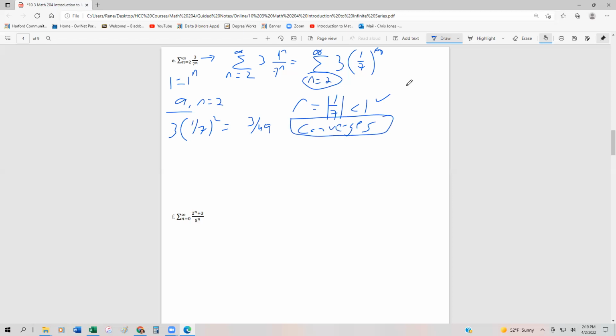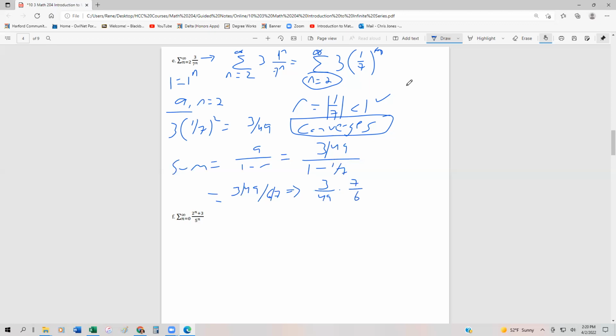Okay, so it converges. And now we're going to find the sum because it does converge. The sum formula, a over 1 minus r, is going to be 3 over 49, which we just found, divided by 1 minus a 7th. That's the same thing as 3/49 divided by 6/7. And then if we simplify that, this is the same as 3 over 49 times 7 over 6.